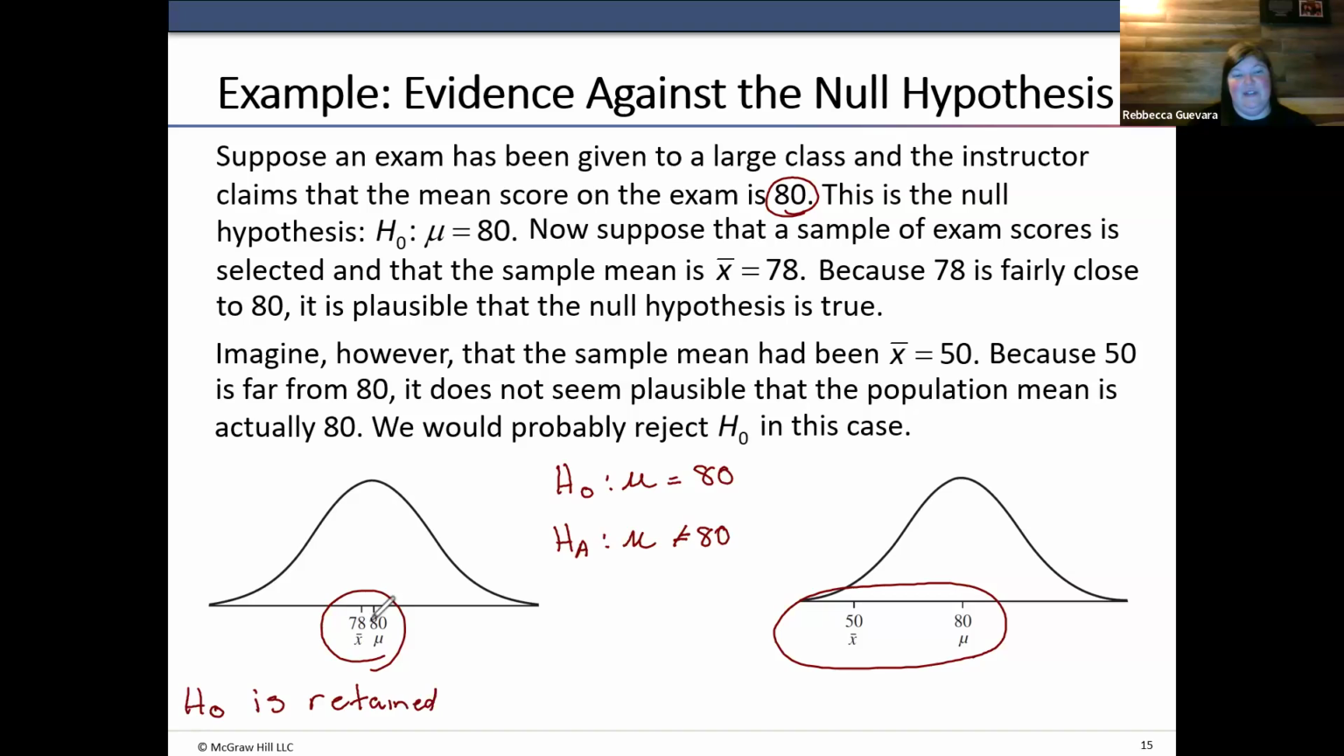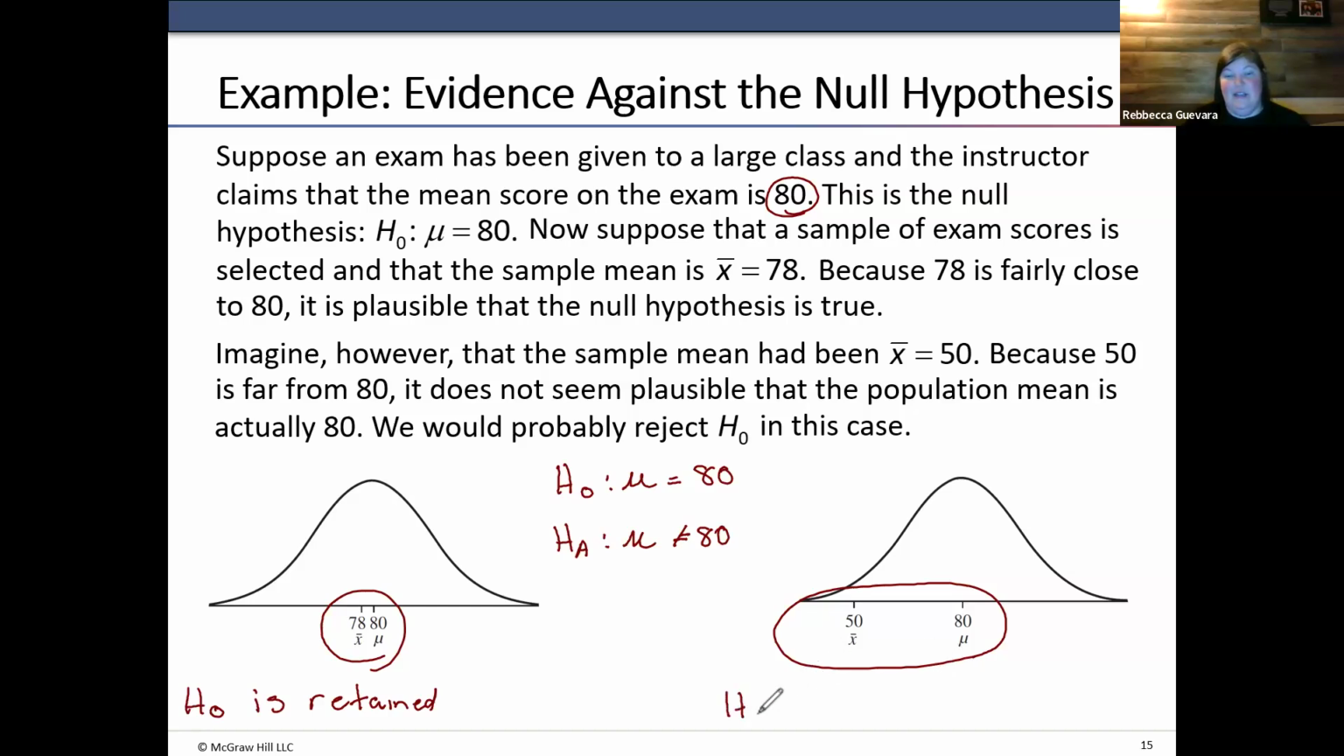With one sample, we see that 78 is really close to 80, meaning we would retain that null hypothesis, that what they stated was correct. The instructor said that the mean exam score was 80, and our sample says, yeah, it looks like it's 80. On the other hand, if we collected a sample and got a mean of 50, that's not very close to 80.